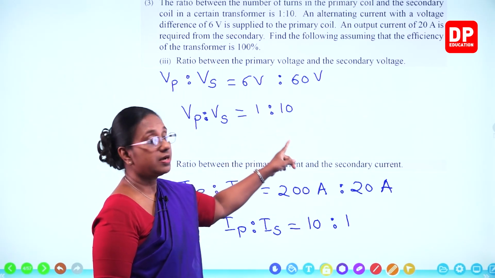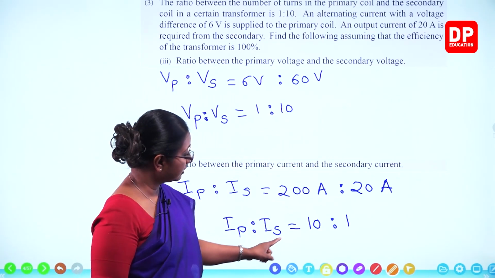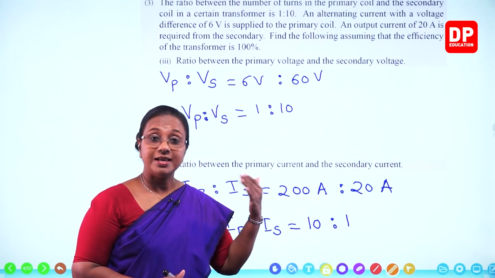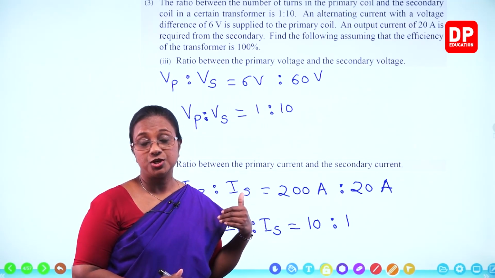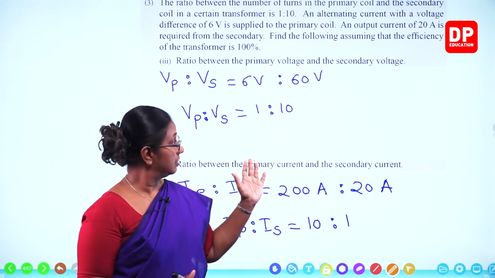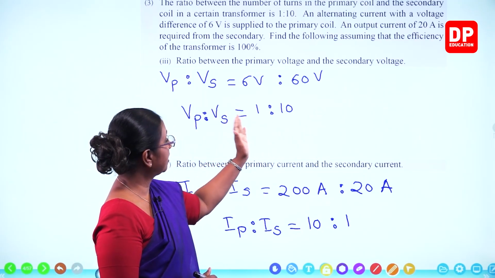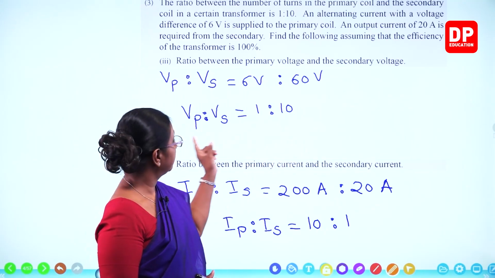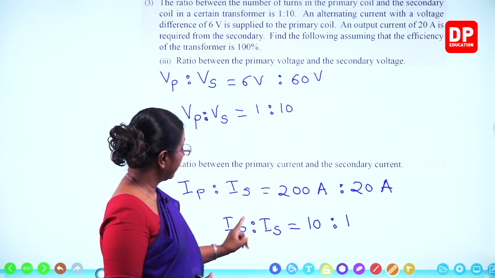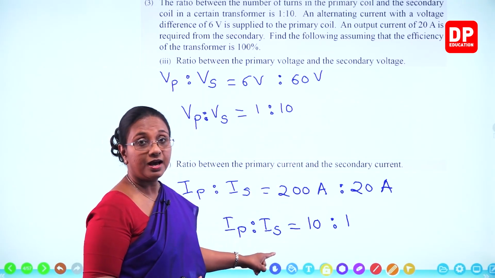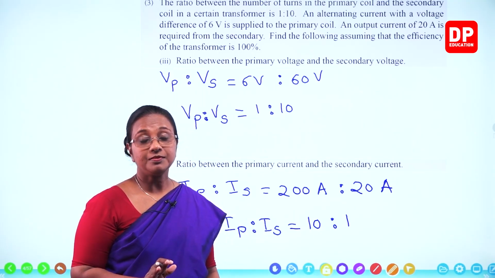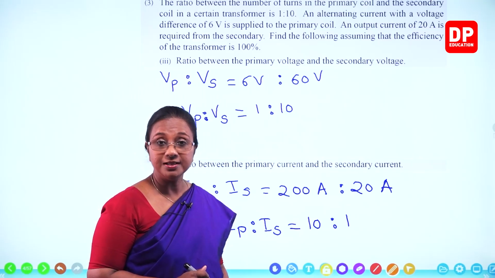Potential difference 1:10, but the current 10:1. Is that clear, students? What I explained to you all in the previous question also. If it is a step-up transformer, you can see the ratio between the number of turns 1:10, ratio between the potential difference 1:10, but the ratio between the current 10:1. Is that clear? So with that, I'll move on to the next question.